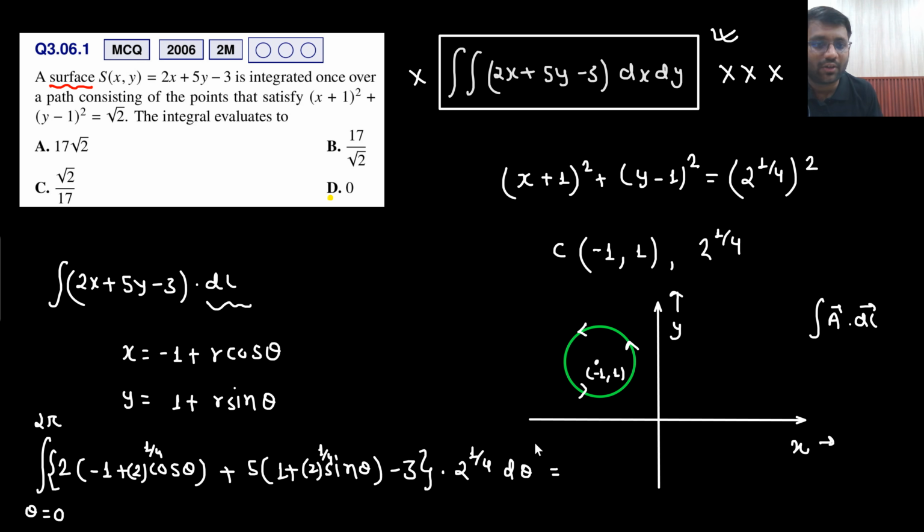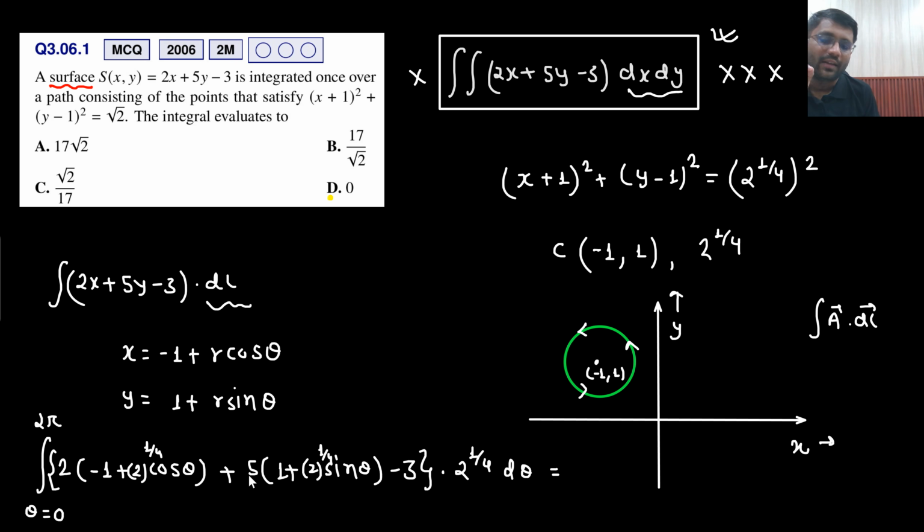They did not even understand the meaning of this question. Surface they have seen, they have calculated this particular thing. What they would do, in place of x, they will replace minus 1 plus r cos theta. In place of y, they will replace 1 plus r sin theta. Minus 3 will remain as it is. dx dy they will put as r dr d theta. They will also get the answer to be 0 only. Luckily, only luckily they got the correct answer.